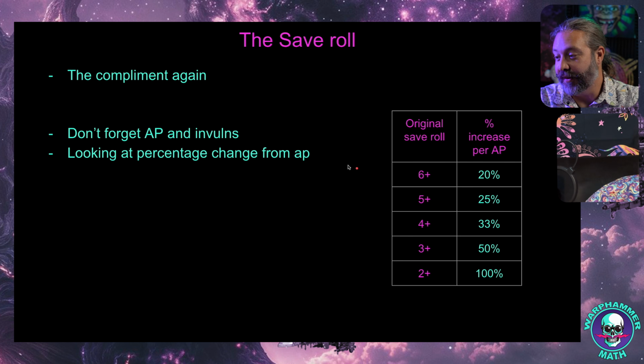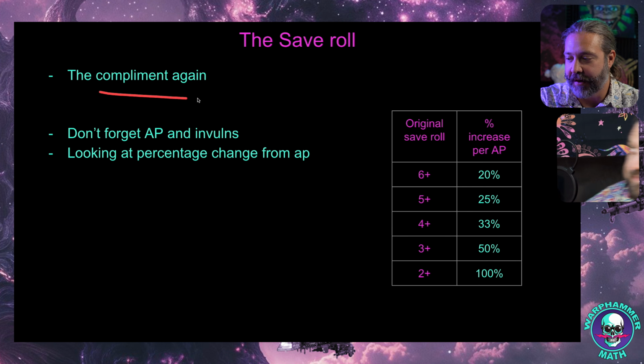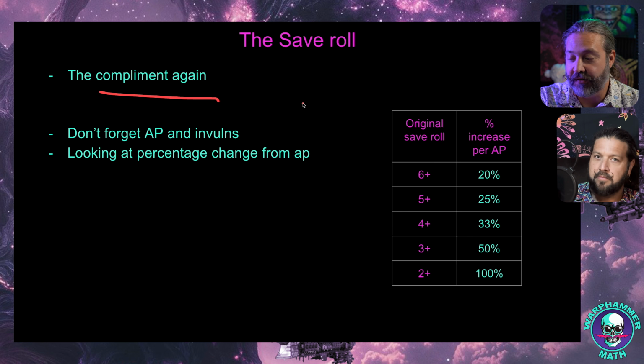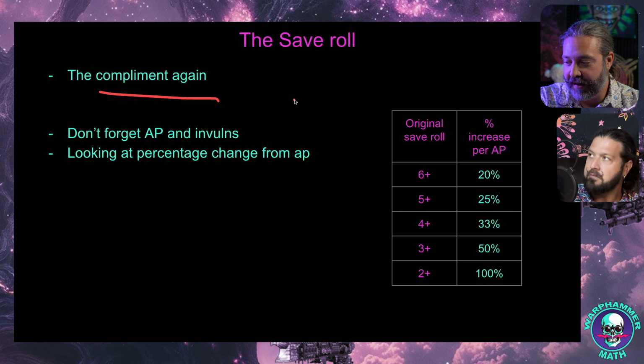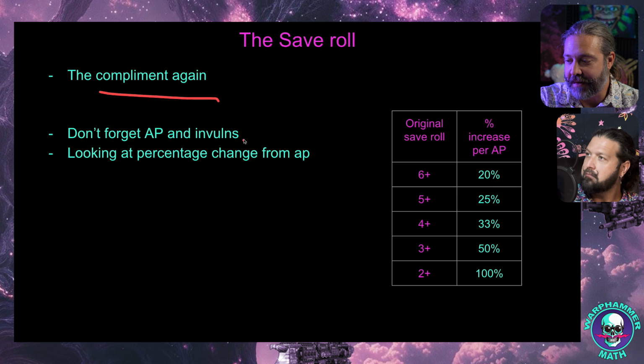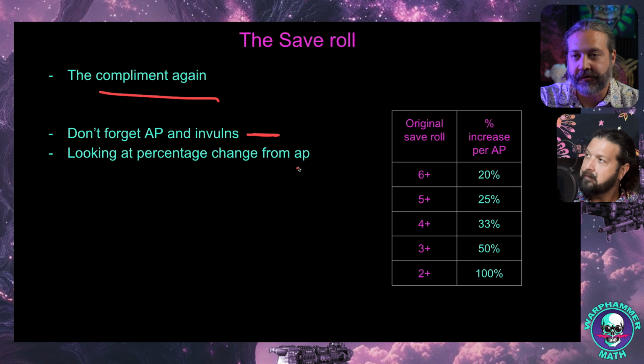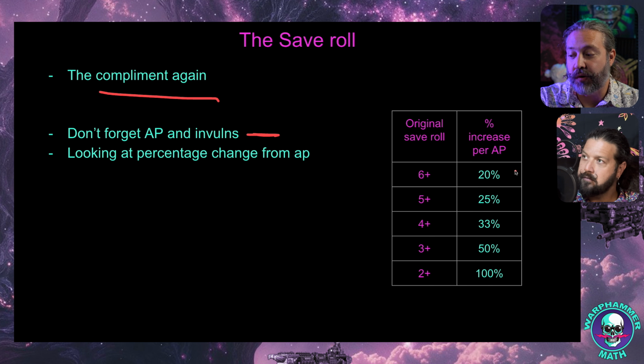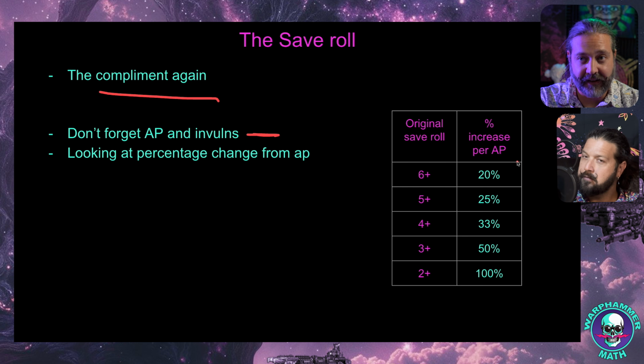Moving on to the save roll, just remember to use the complement, because if something's saving on a 3-up, then you're succeeding on a 1 or a 2. So just keep that in mind. I'm not going to talk too much about AP and invulns, but make sure you're applying them. But I did really quickly want to make this little table to just show you how effective AP is.